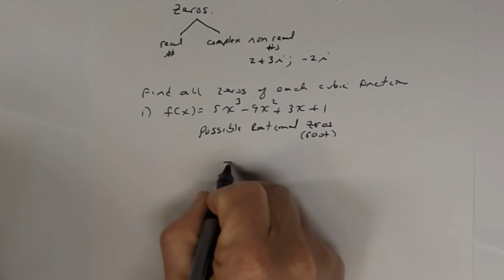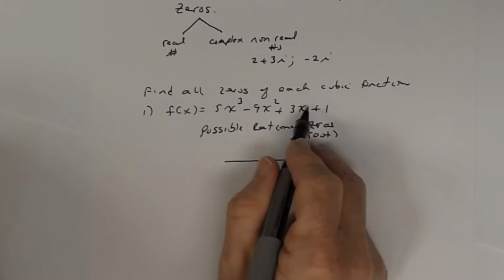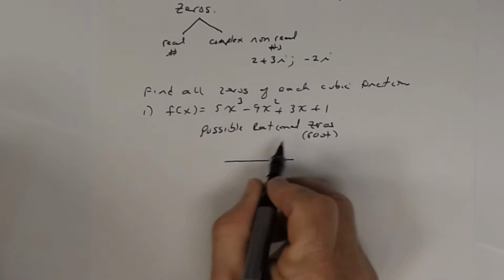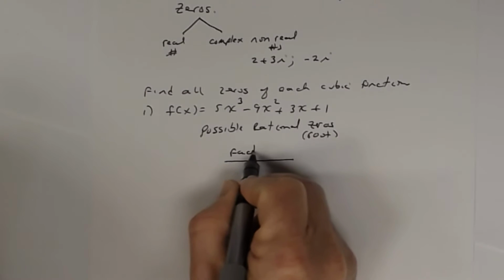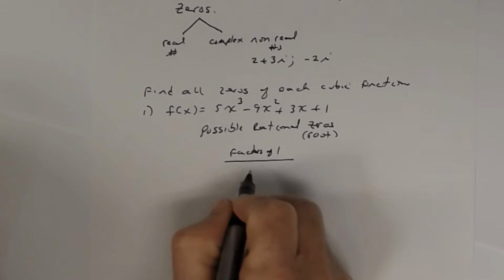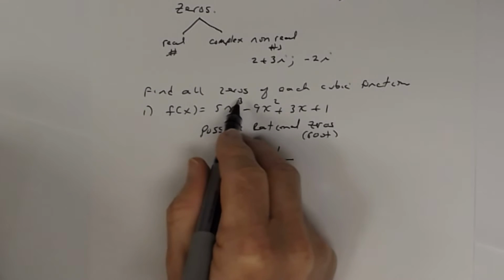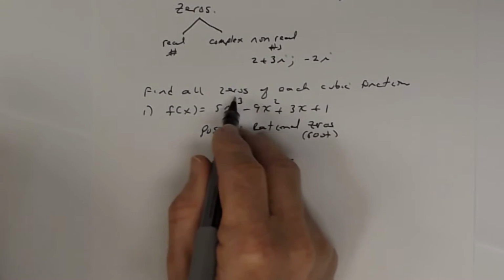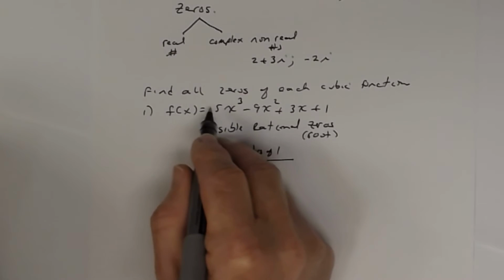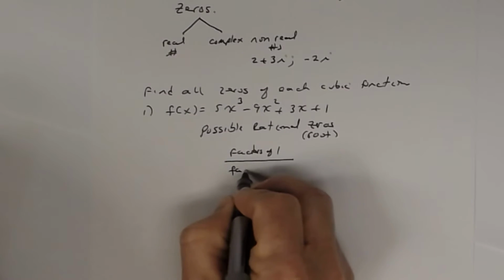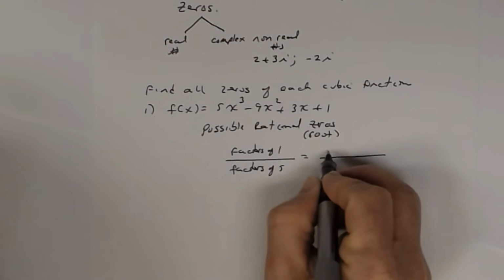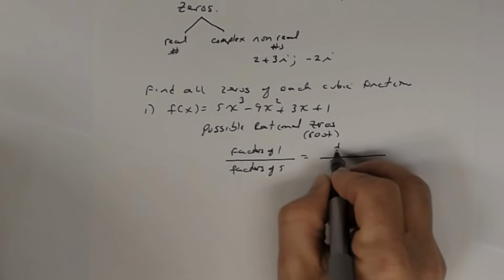Okay, so the numerator, remember, are the factors of your constant coefficient. So your constant term, 1. So the factors of 1. The denominator are the factors of the leading coefficient. So x cubed is my leading term because it's the largest exponent, and so the leading coefficient is 5. So the factors of 5. So I get in the numerator, the only factors of 1 are plus or minus 1.